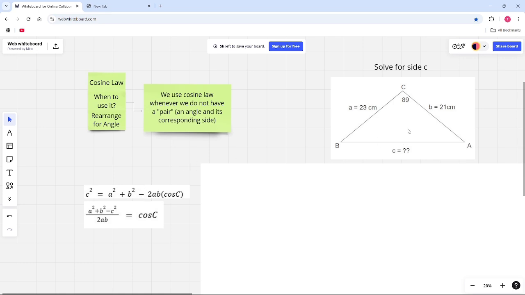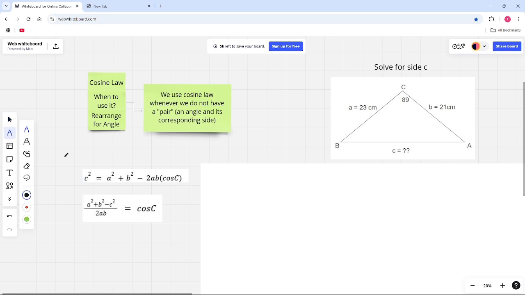So to be able to solve for the missing side, which is side C, we would have to use this equation over here. The equation at the bottom is simply a rearranged equation to isolate for the missing variable. So for example, this one at the very top, we are trying to solve for a side. However, the one at the bottom, we are trying to solve for an angle. So to get from the top equation to this one at the bottom, we'll simply just use algebraic techniques of rearranging to be able to isolate for angle C.